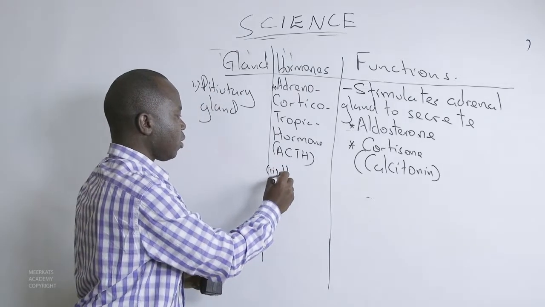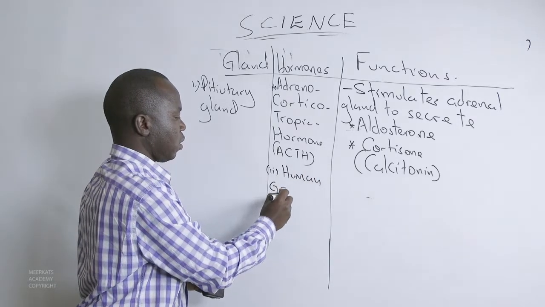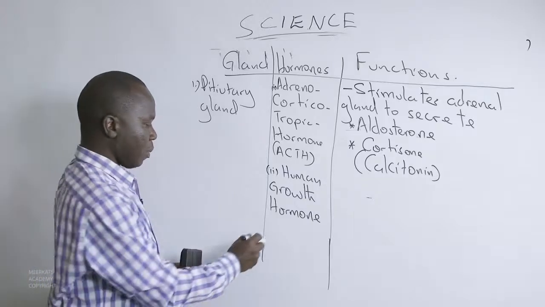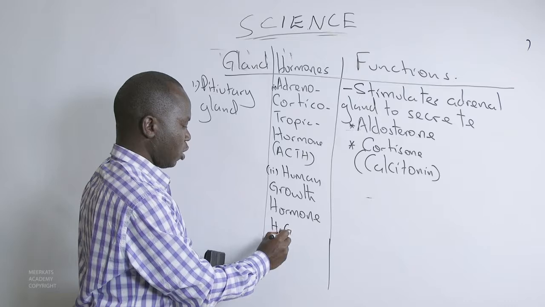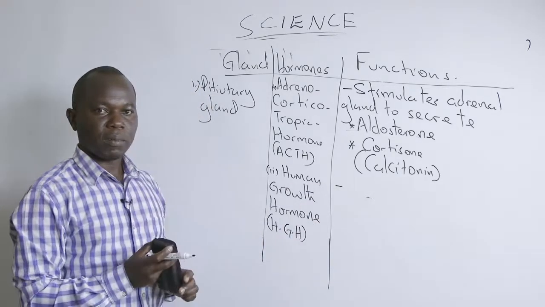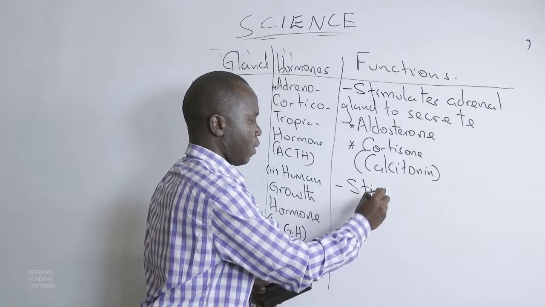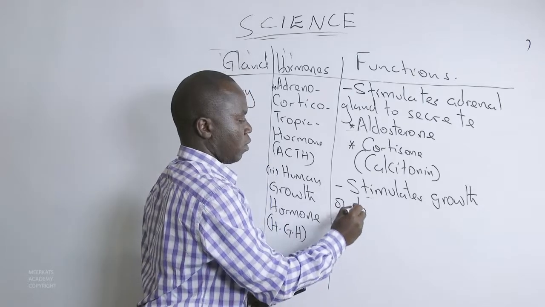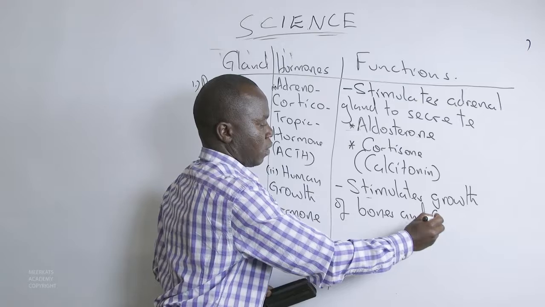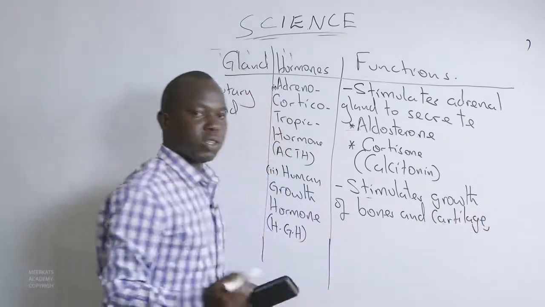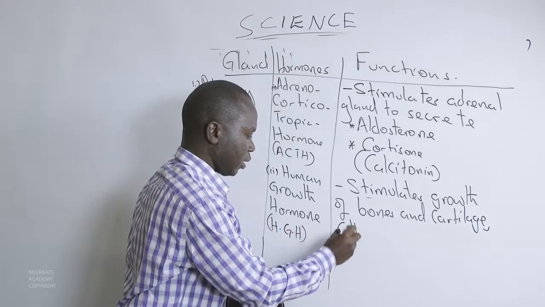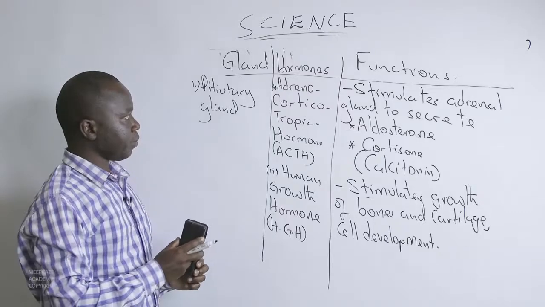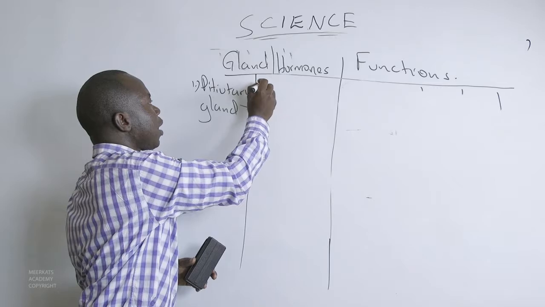We also have human growth hormone, abbreviated HGH. This one stimulates growth of bones and cartilage. But it also causes development of cells, causes cell development. The other hormone is thyroid stimulating hormone.